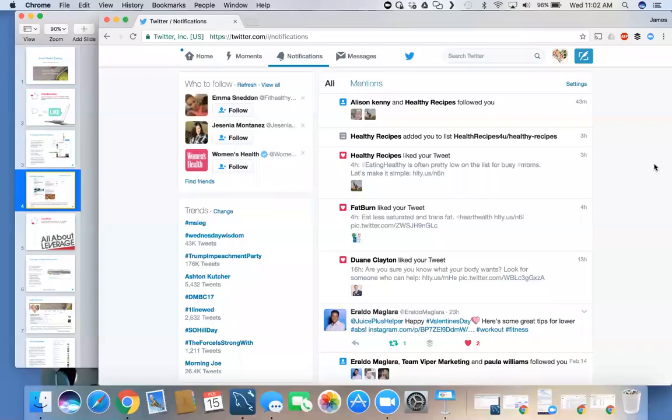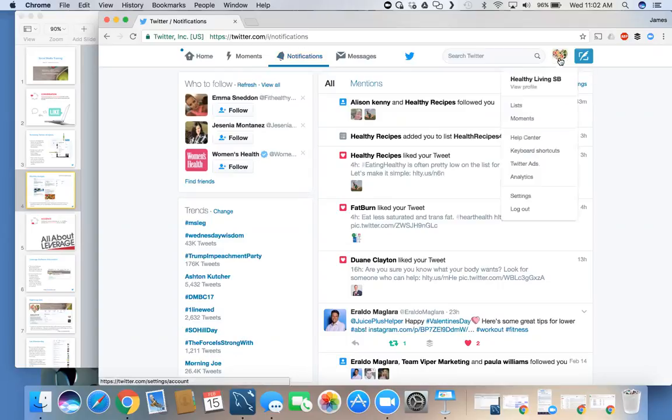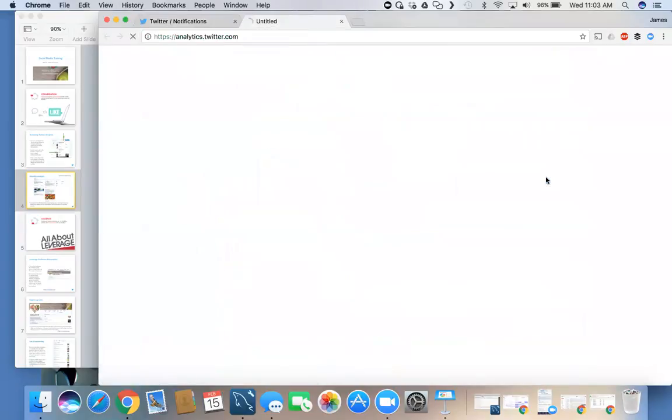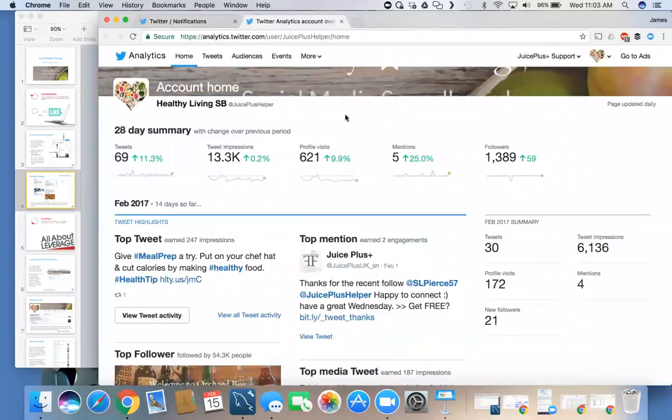So let's go over here and hop to Twitter. So I'm already logged into Twitter, and I'm currently looking at my notifications, but I'm going to go ahead and go to the profile here. And again, lots of things we can do in this menu, but we're going to click on analytics, which is going to launch it in a separate tab, and that brings us to our home screen. So what we're looking at here is a 28-day summary in this first line, and they compare and contrast that with the previous 28 days.